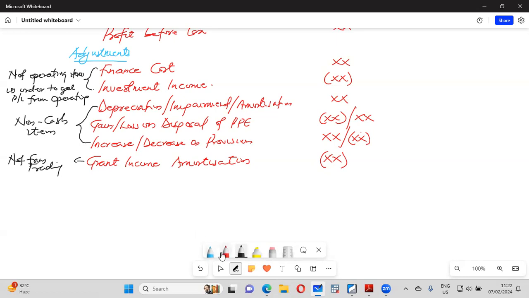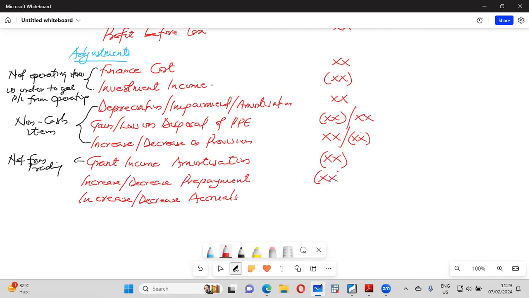All right. Other things you may probably see in your exams may include increase or decrease in prepayment. All right. You have increase or decrease in accruals. So accruals is just like provisions. All right. So every increase is deducted here in terms of prepayment. Why? Because you could see clearly that you prepaid and cash went out. All right. So there is an outflow. That one is a payment. There is an outflow.